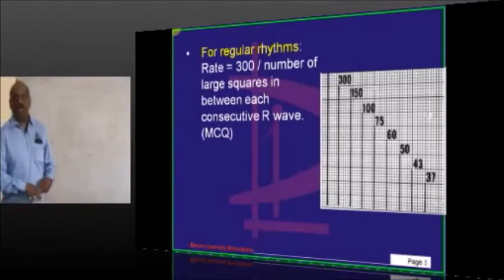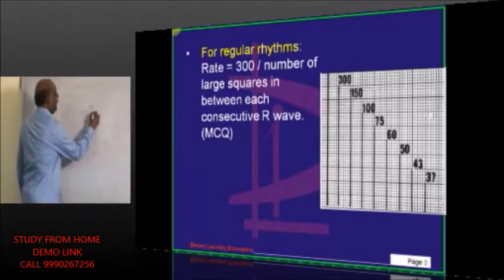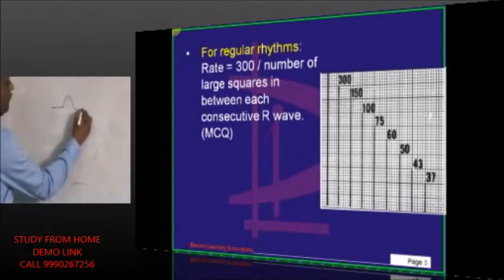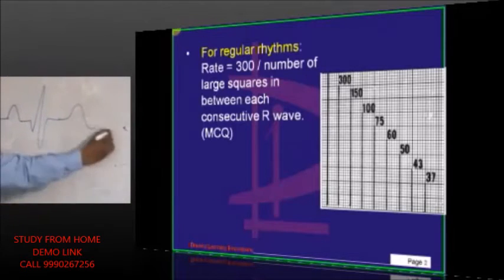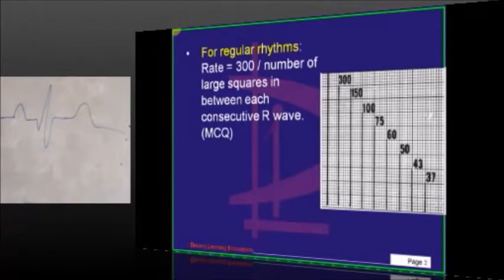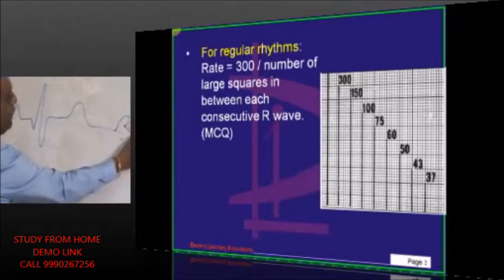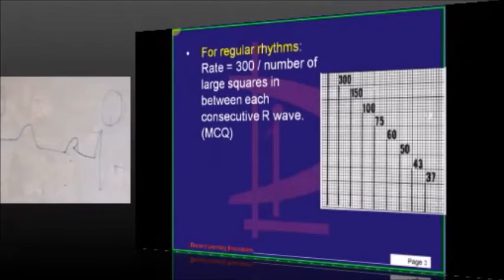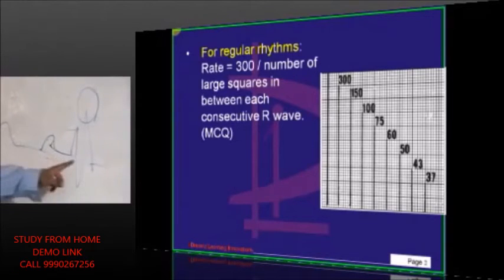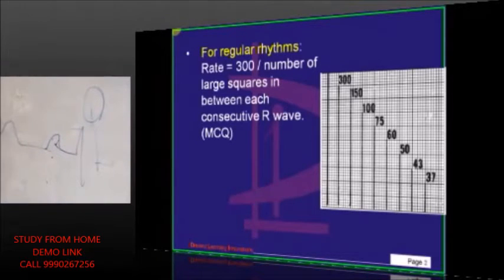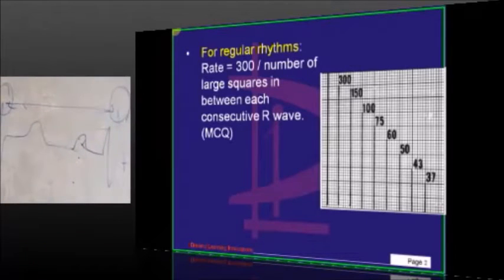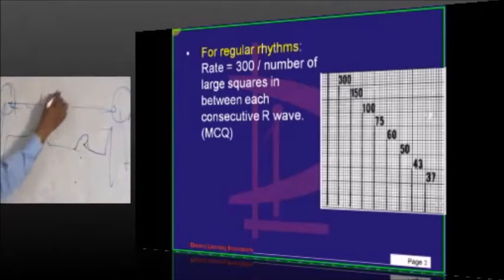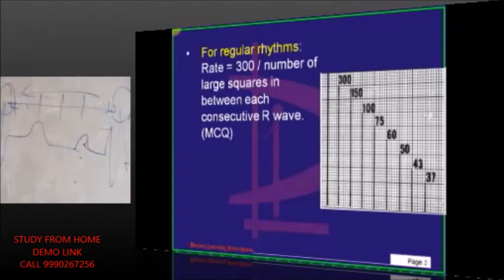Then basically you have the P, QRS and then T. Then P, QRS, T. This R and the next R. This is one contraction, that is another contraction. How many large squares are there in the middle? You try to calculate. Okay? How many large squares are there?